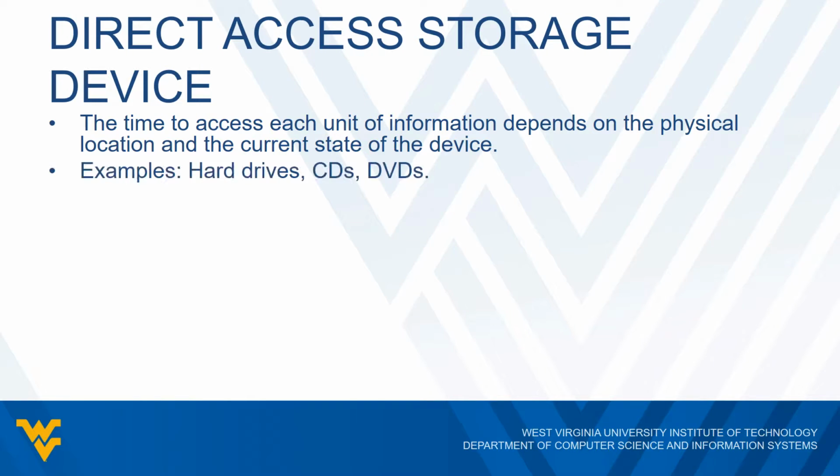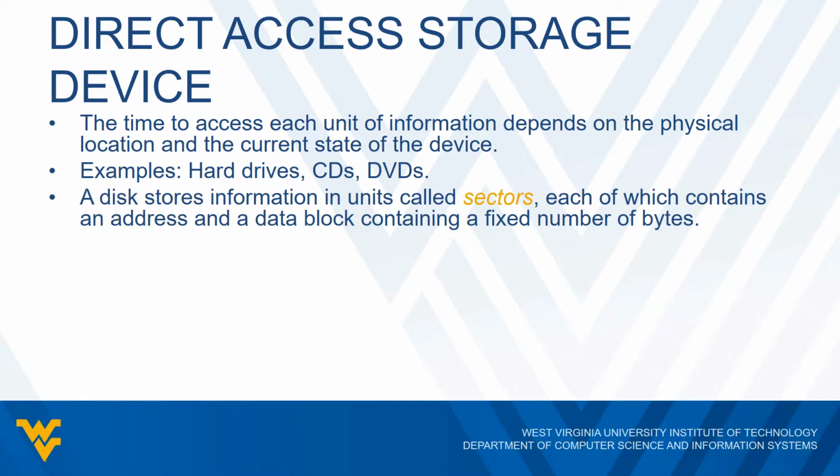So, the best examples of these would be the types of disks that we talked about before, so like hard drives, CDs, DVDs, and so forth. So a disk will store information in units which we call sectors, each of which would contain an address and a data block containing a fixed number of bytes. So what we're saying here is that we have a sector that has an address. So each sector has an address, but it also has a section for the data itself.